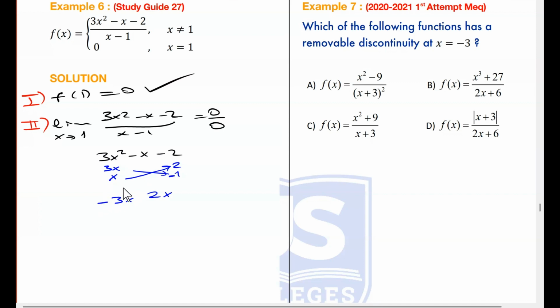If you remember this factorization way, you factorize the first term as 3x and x, and factorize the last term as 2 and negative 1, or negative 2 and 1, we don't know. You multiply them across, 3x times negative 1, x times 2, so the sum should give you the middle term. So negative x, that checks the factorization. My factorization is true, so I will write this as 3x plus 2 times x minus 1. Of course, if you use L'Hopital's, it is much easier, no need for factoring and stuff.